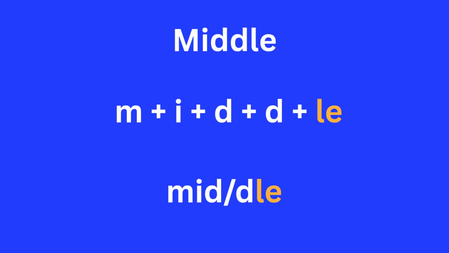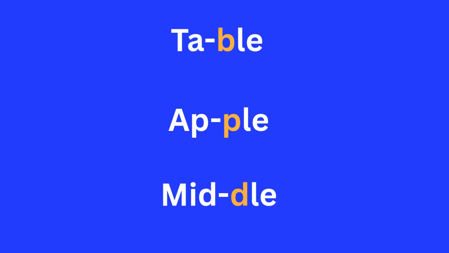Let's practice the examples again. Table, apple, middle. B, P, D are consonants which join with LE to form the final syllables for each word. Each word has 2 syllables, and the last syllable always ends in LE. This rule is especially helpful because many English words end in LE, and learners often find them confusing. But once you understand this pattern, you can easily recognize and pronounce them correctly.